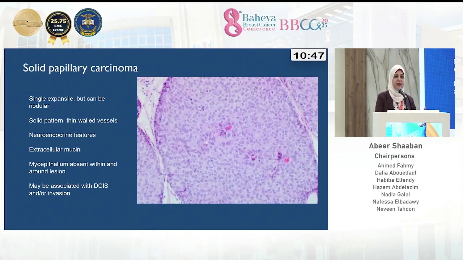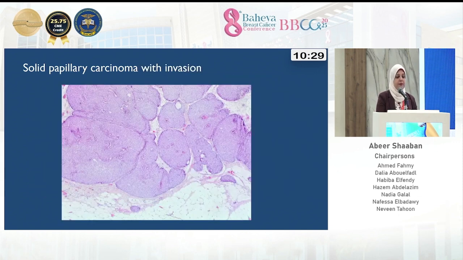So see the difference between papillary DCIS and solid papillary carcinoma. Papillary DCIS, you will have myoepithelium around. Solid papillary, nothing, within and outside. And you may find classic DCIS in the background breast tissue. So this is just to show you, sometimes it can be associated with a closely packed nodule, but as you see here, there are some nests going out into fat. So this is solid papillary carcinoma with invasion.